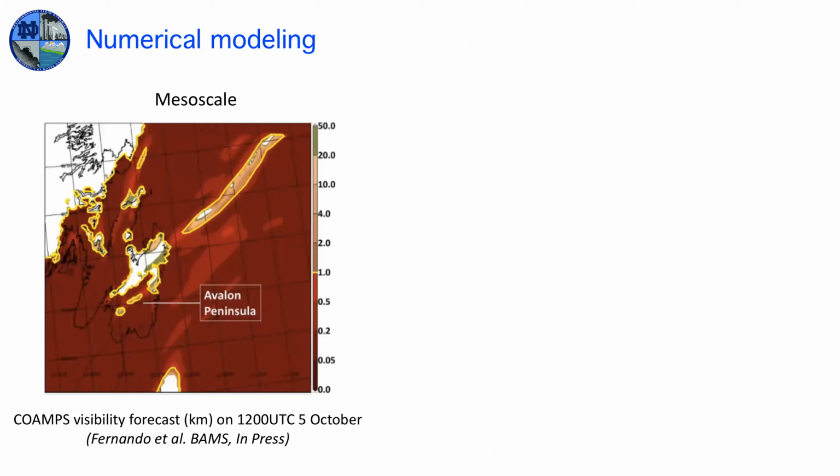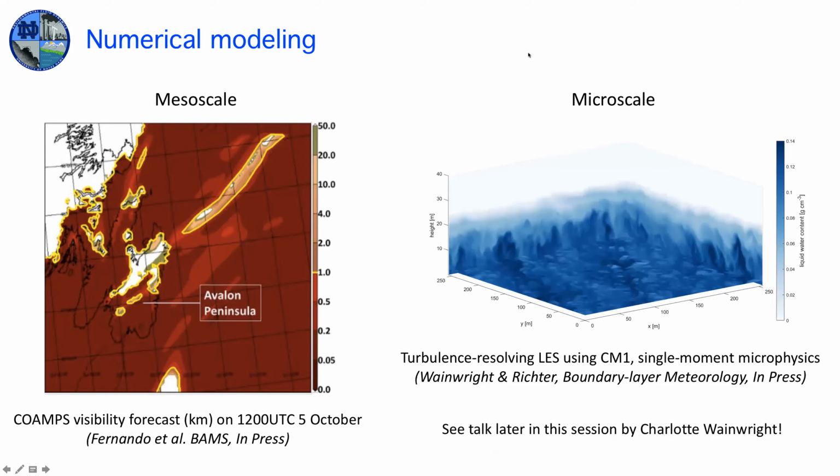My focus on this, though, is actually on the numerical modeling aspect of it. And even within that, it's only on one subset of that. So part of the team was doing mesoscale modeling. And so this is COAMPS visibility forecast, sort of the mesoscale forecast for one of the days that we actually did encounter fog. And then at the same time, we're also doing microscale simulations.